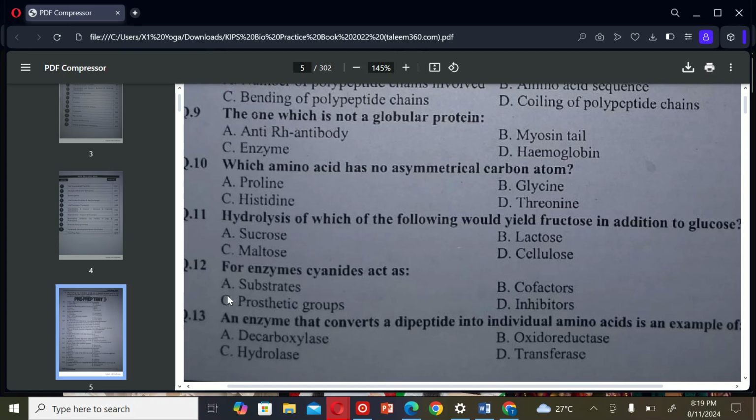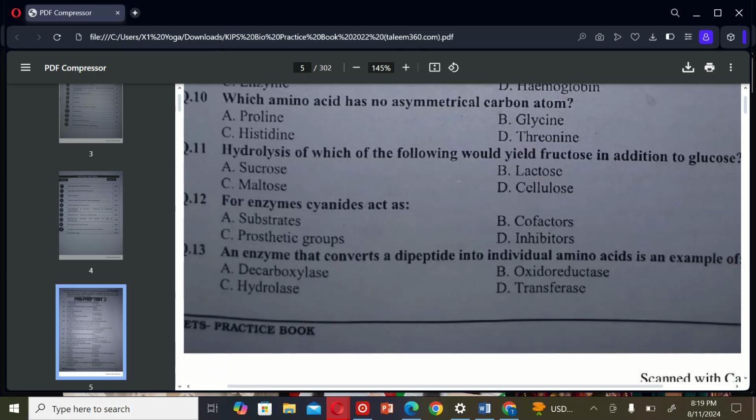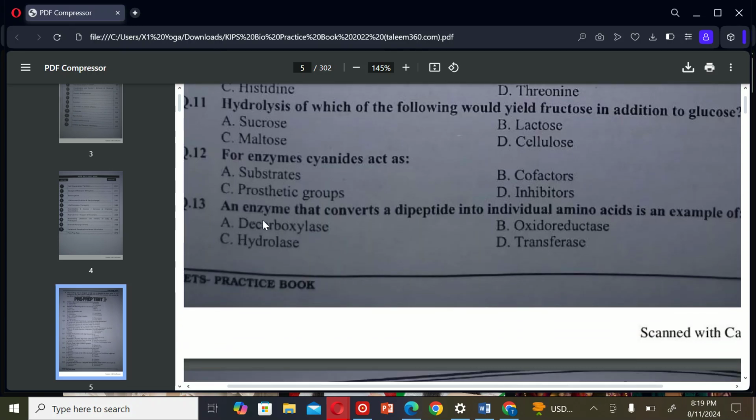cyanides, X is A. Substrates, B. Cofactors, C. Prosthetic groups, and D. Inhibitors. The correct option is D. Inhibitors. The next MCQ is: an enzyme that converts a dipeptide into individual amino acids is an example of A. Decarboxylase, B. Oxidoreductase, C. Hydrolase, and D. Transferase. The correct option is B.